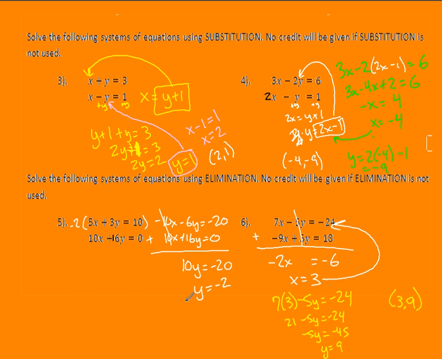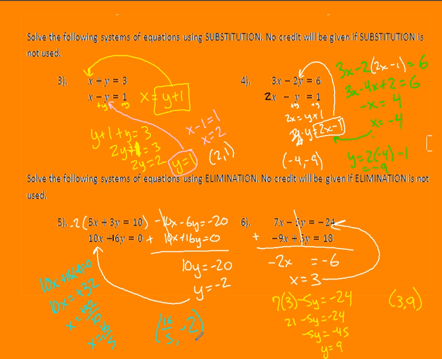And from there, plug -2 back into one of the equations. Doesn't matter which one. I'm picking the second one just because. 10x plus 16 times -2 equals 0. 10x will equal 32. So x equals positive 32 because it was -2 there. So it'll be positive 32 over 10, which reduces to 16 over 5. So the ordered pair is 16/5, -2.